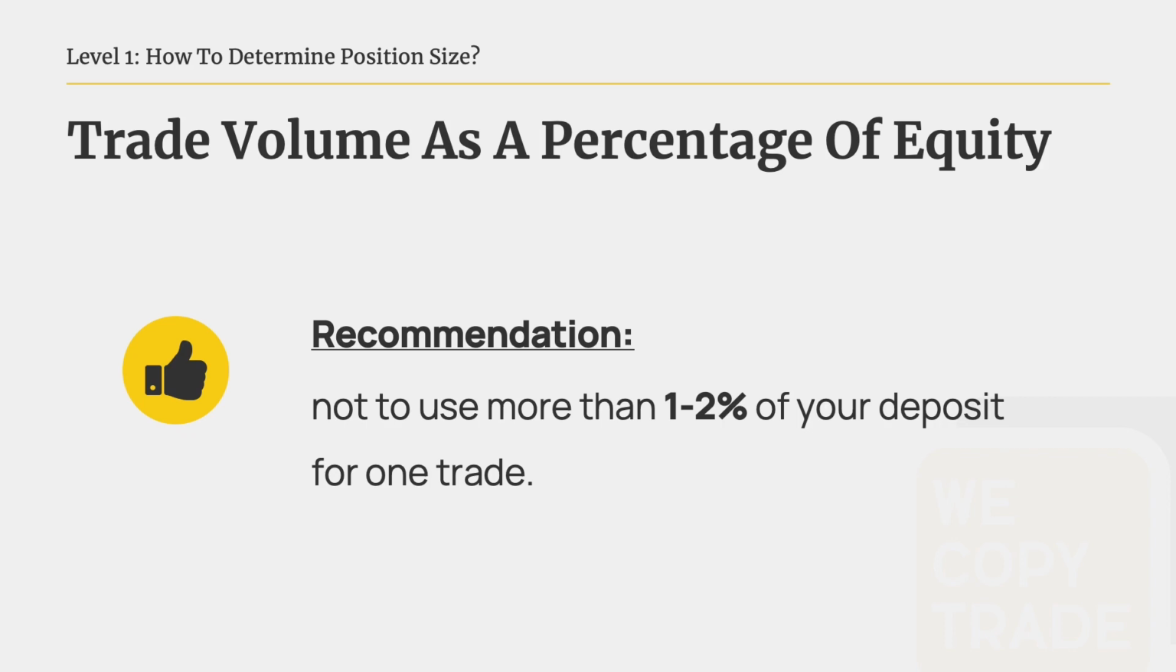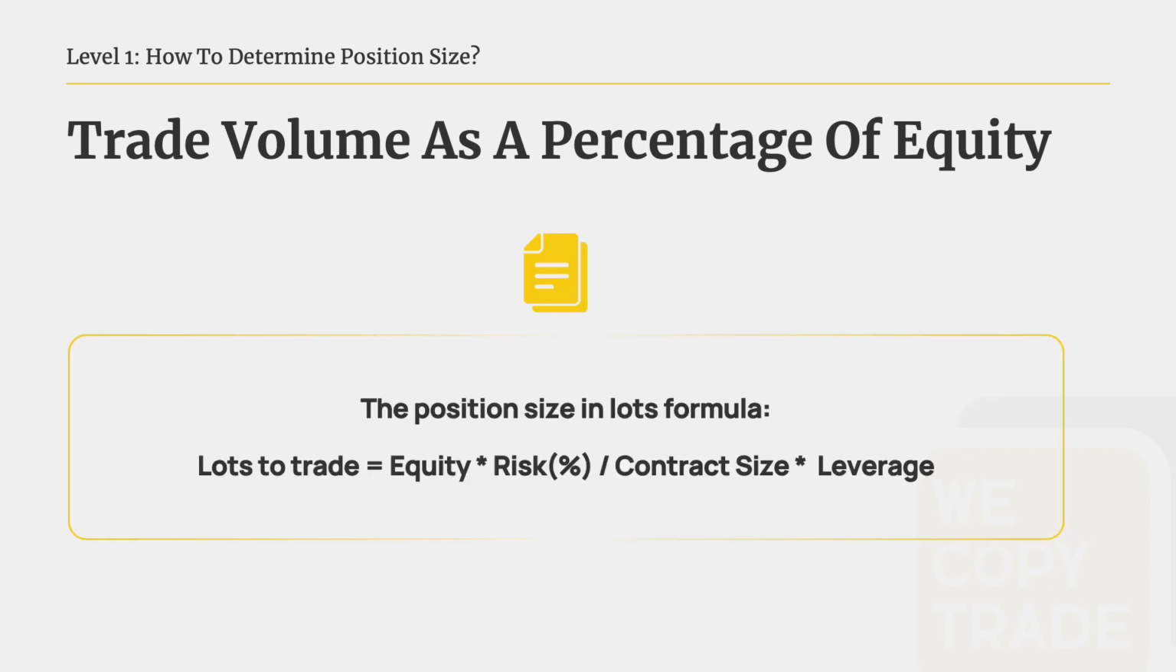The recommendation is not to use more than 1 to 2% of your deposit for one trade. This way, even if some of your trades aren't successful, you won't lose all your money and will be able to keep trading. Here's a formula of the position size in lots. Lots to trade equals equity times risk percent divided by contract size times leverage.